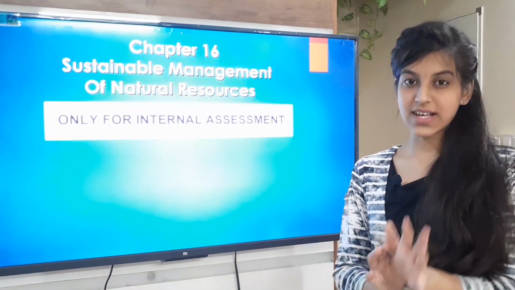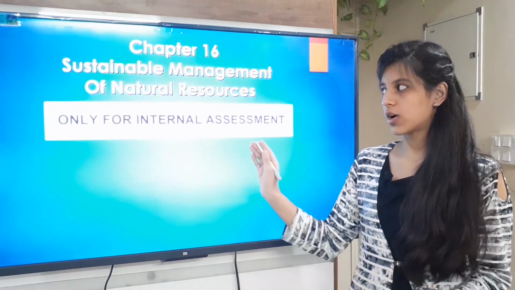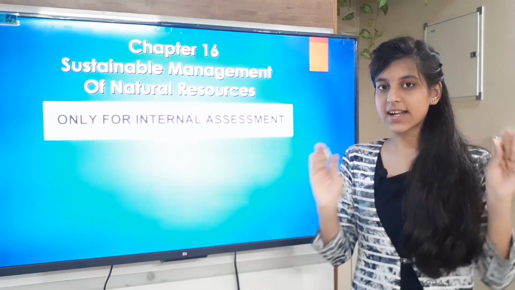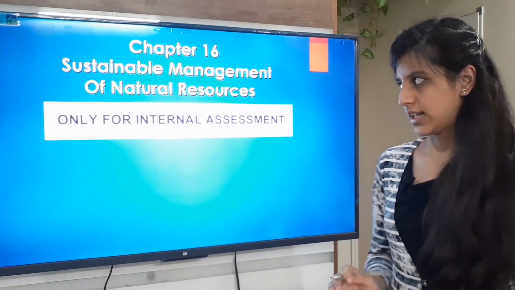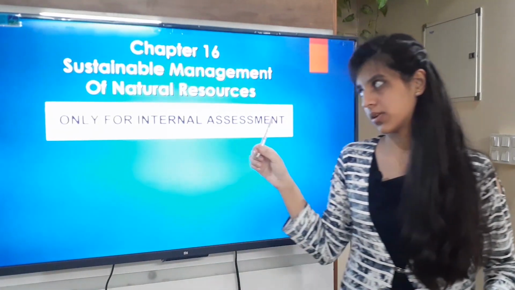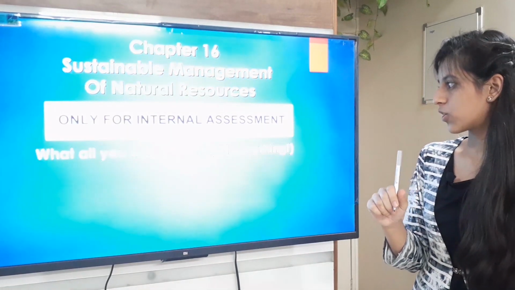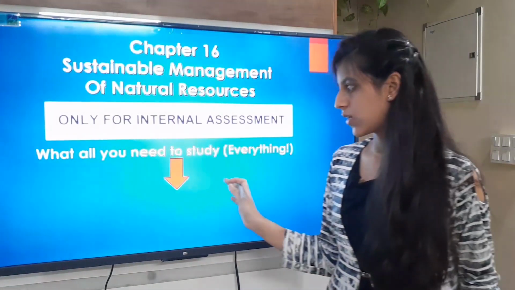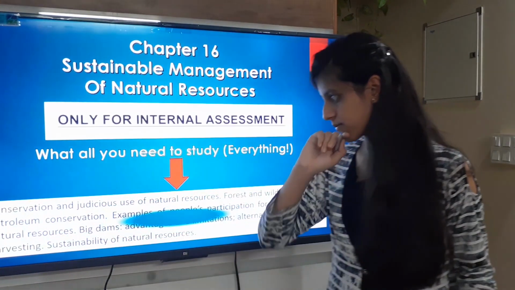Yes, you will give less importance to this chapter because it is for internal assessment. That is okay, but give at least some importance. And even I have provided the notes and the answers of this chapter. Let's see. So what all you need to study in this? Everything you need to study, no reduction.